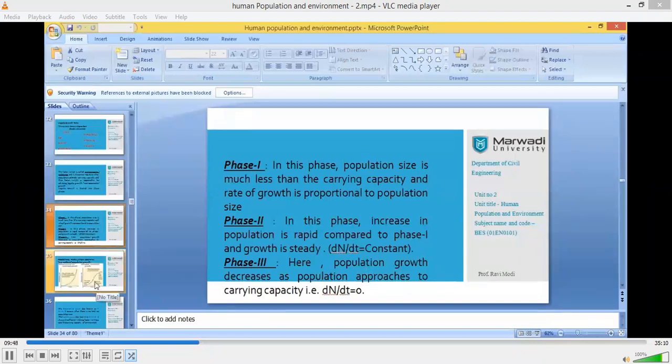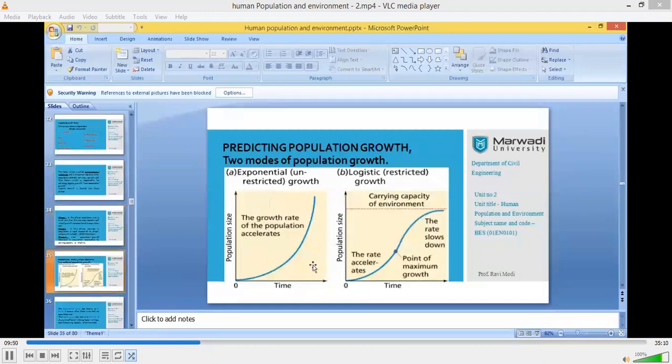These 3 phases will be much clearer in this particular graph. You can see over here that the initial process is slow, but the acceleration in the middle part is fast, and the rate slows down when it approaches the carrying capacity line. In the exponential growth, it increases directly proportional to time. So this is the logistic growth and this is the exponential growth. You can see that both have different figures and different approaches.